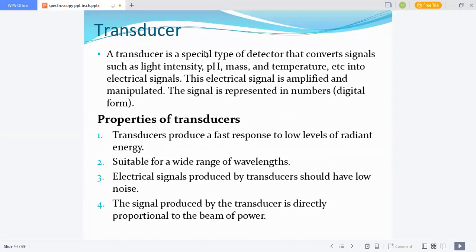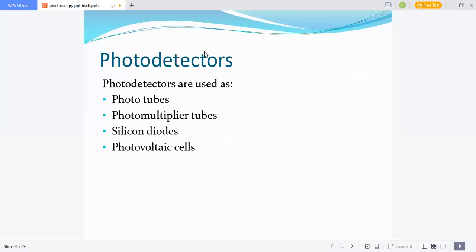Transducer. A transducer is a special type of detector that converts signals such as light intensity, pH, mass, and temperature into electrical signals. The electrical signal is amplified and manipulated. The signal is represented in digital form. Properties of transducer: it has a fast response to low levels of radiant energy, suitable for a wide range of wavelengths. Electrical signals produced by transducers should have low noise. The signal produced by the transducer is directly proportional to the beam power. Photodetectors include phototubes, photomultiplier tubes, silicon diodes, and photovoltaic cells.